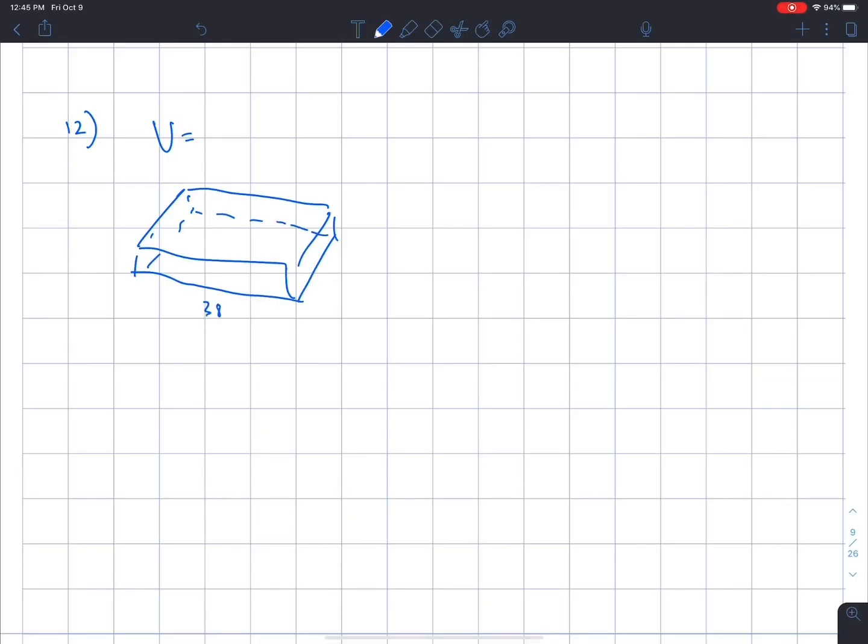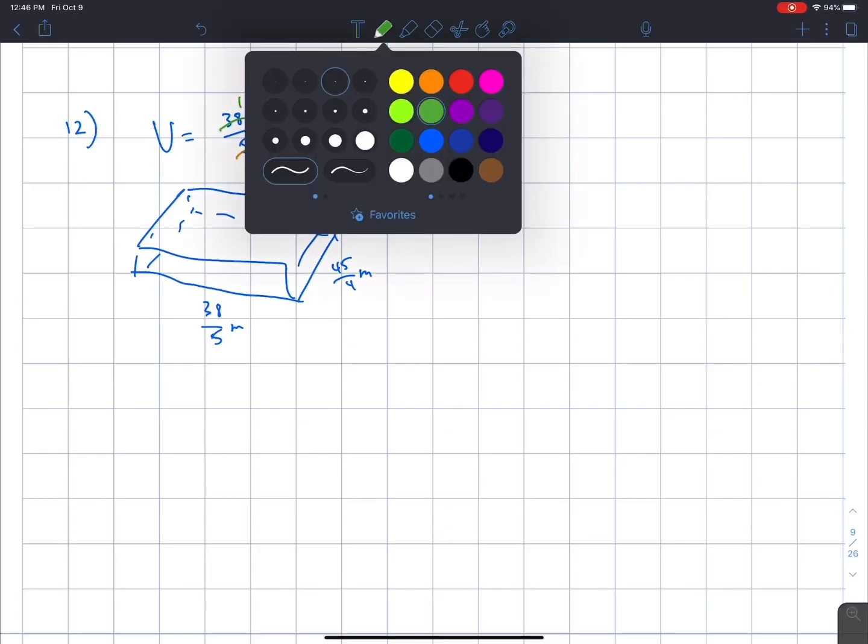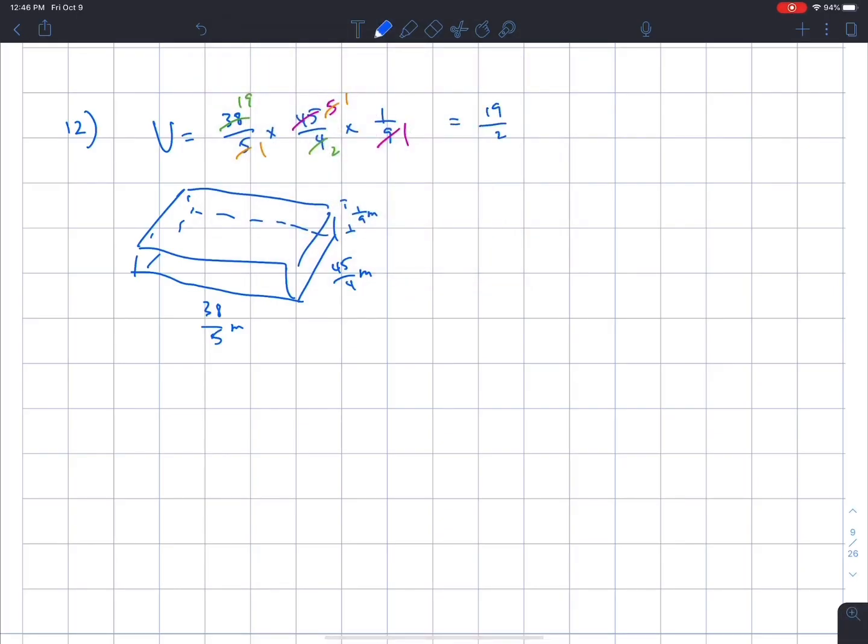We were told that this is 38/5 meters, 45/4 meters. And the height here for the soil only needs to be 1/9 meters deep. So we just multiply them to find the volume. I can divide this by 9 to get 1, divide this by 9 to get 5. I can cross out the two 5s. Divide this by 2 to get 2, divide this by 2 to get 19. So my final answer is 19/2, which is 2 times 9 is 18, so 9 1/2 cubic meters.